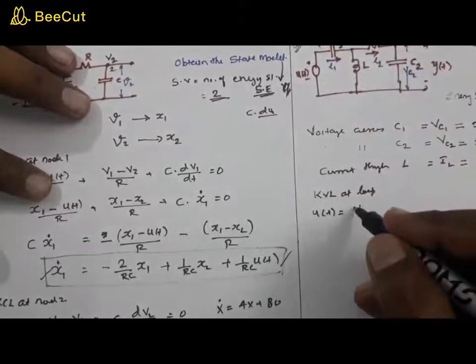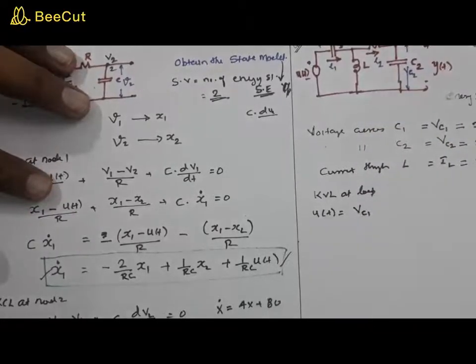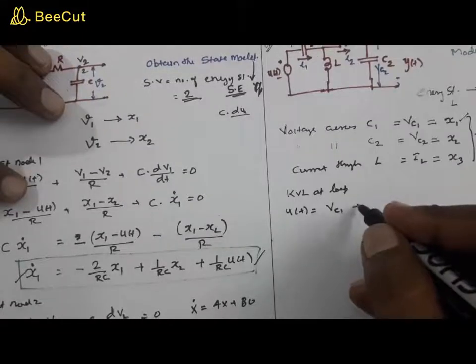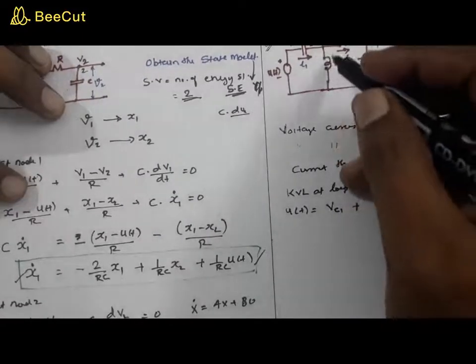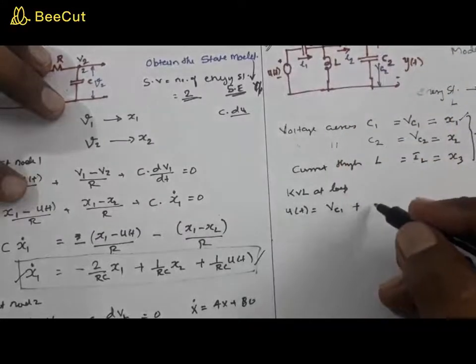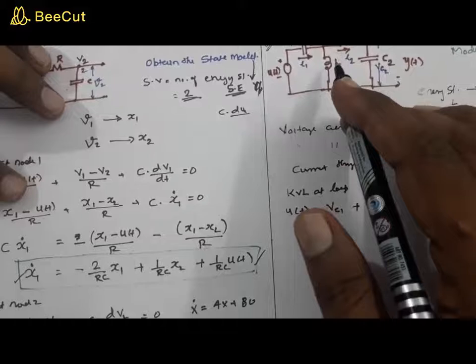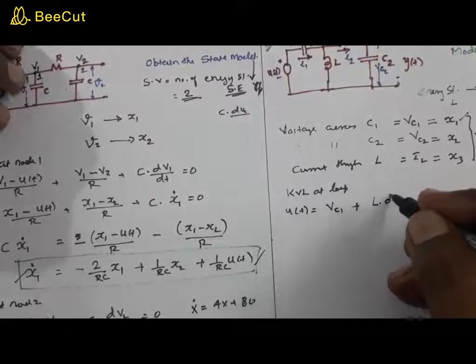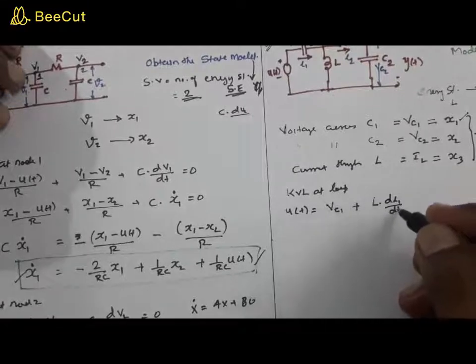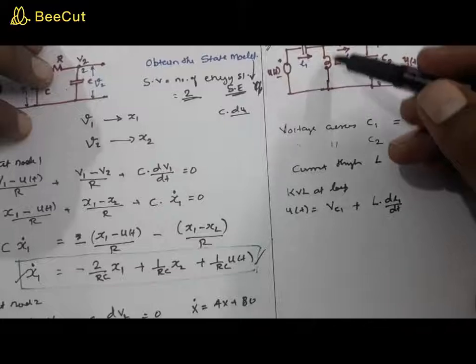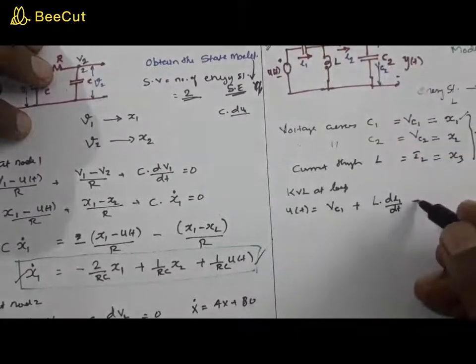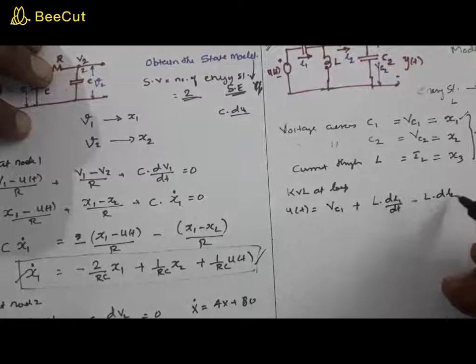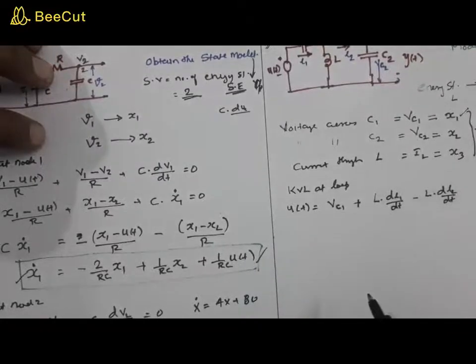You can straight away write it like this, it is VC1. You don't have to write 1 by C integral of I1 dt and so on. Plus, what is the current flowing through this inductor? This will be I1, so L into dI1 by dt, and again a current I2 flows against that, so that will be minus L into dI2 by dt. Okay, so this is it.